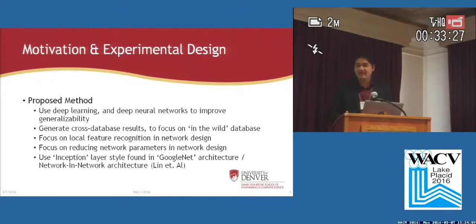When we were designing our network, we focused on local feature recognition, which is something humans do very well. We also focused on reducing the number of network parameters so we can use it in applied scenarios. To do this, we used an inception-like layer style found in the GoogleNet architecture, as well as Network in Network, which allows us to achieve these two goals.